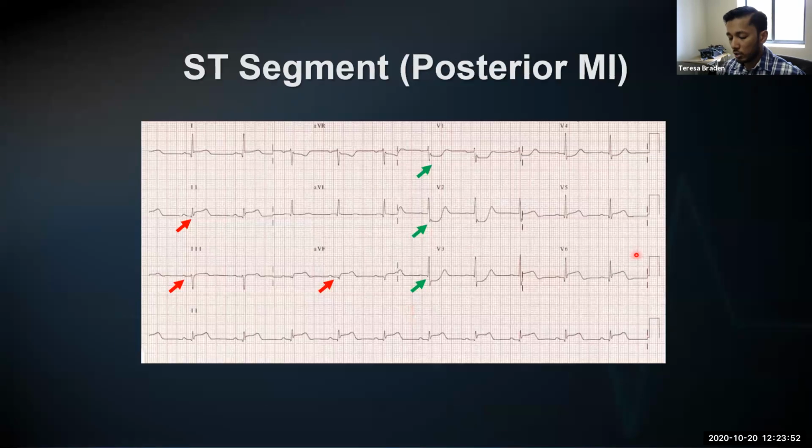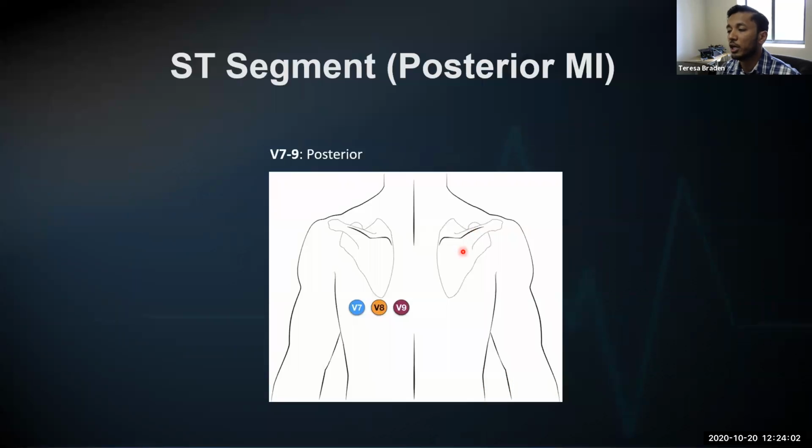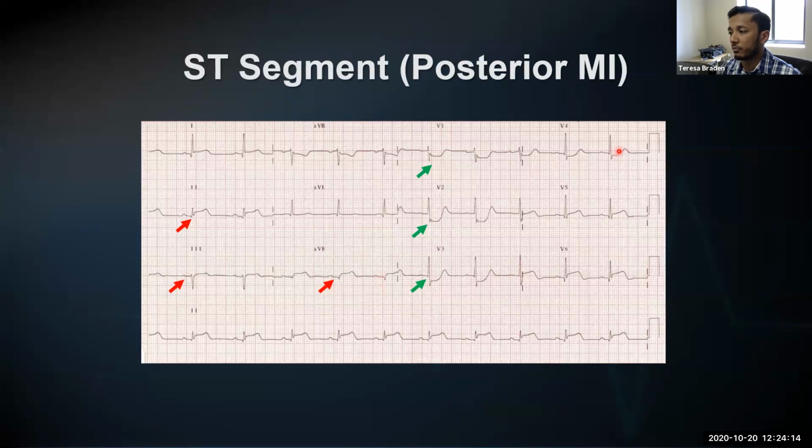So let's go and summarize it. Again, 2, 3, AVF elevation, with reciprocal depression seen in V1 through 3, which marks, okay, I need to be concerned about a posterior infarct. You're going to take 4, 5, and 6, and put those as 7, 8, and 9 on the inferior angle of the scapula on the left side of the patient. And then you're going to be able to look at a new EKG.